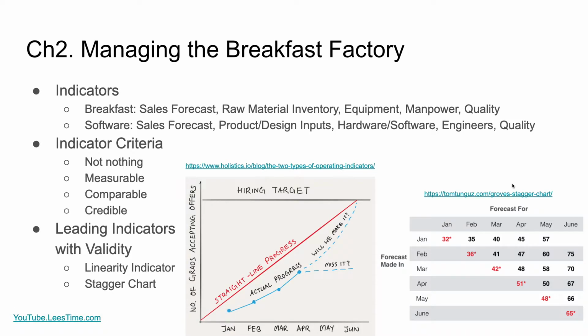Welcome to the second chapter, Managing the Breakfast Factory. In a production line, there will usually be a lot of indicators. Our job is to define them. Let's take the breakfast as the example.